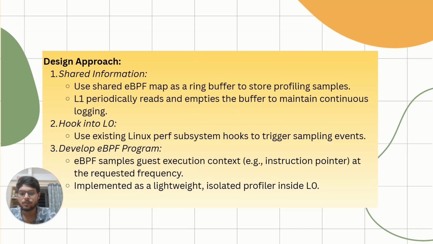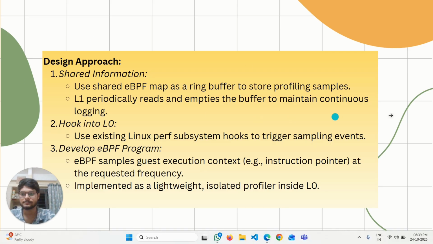The design again follows the same three-step approach. First, it uses a shared eBPF map as a ring buffer to store profiling samples. L1 periodically empties this buffer, keeping logging continuous. Second, the hypercall hooks into the existing Linux perf subsystem for sampling events. Third, an eBPF program runs in L0, periodically sampling the guest context, like its instruction pointer, at the given frequency.